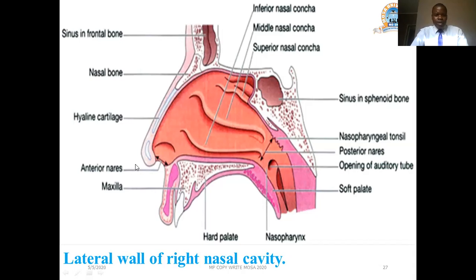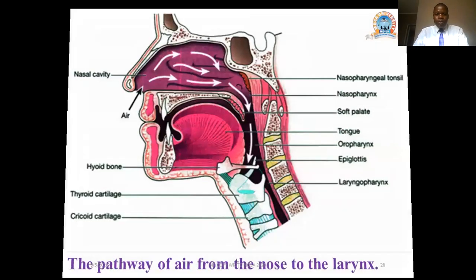Then anterior nasal, we also have the maxillary bone, the hyaline cartilage, the nasal bone, and the sinus in the flat bone of the frontal sinus. So these form the lateral walls of the nasal cavity.